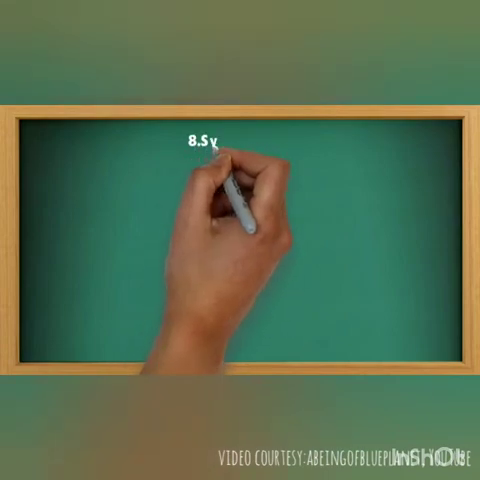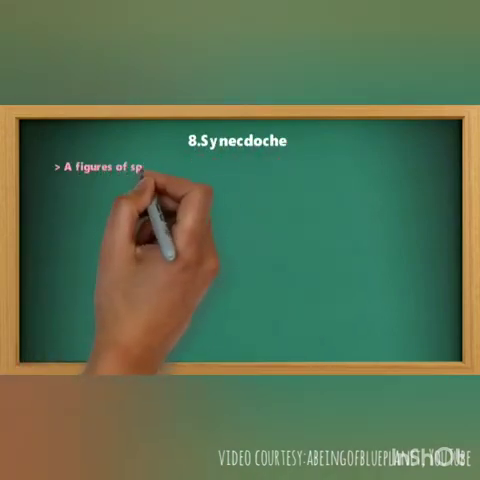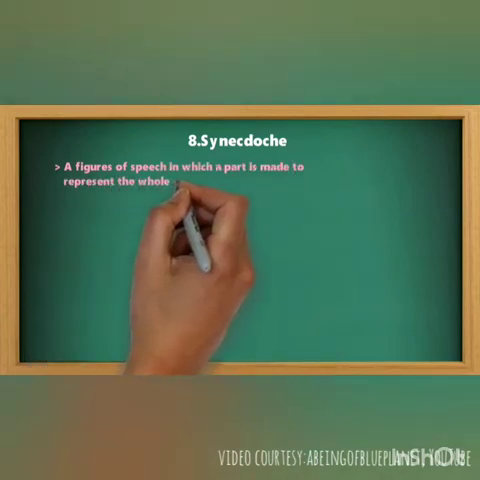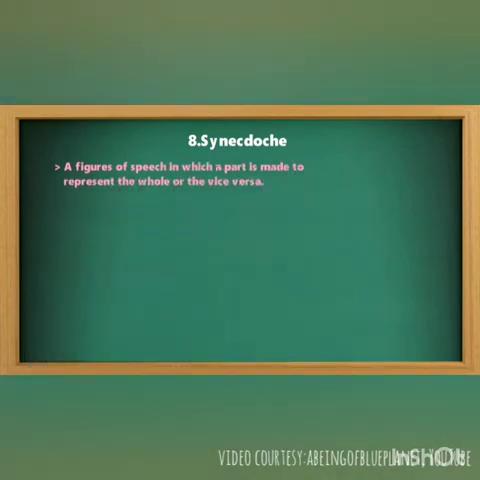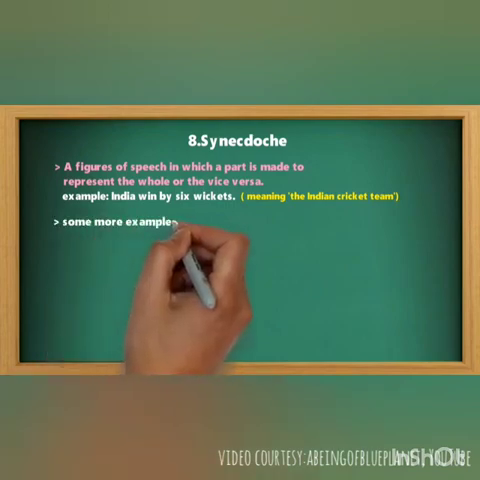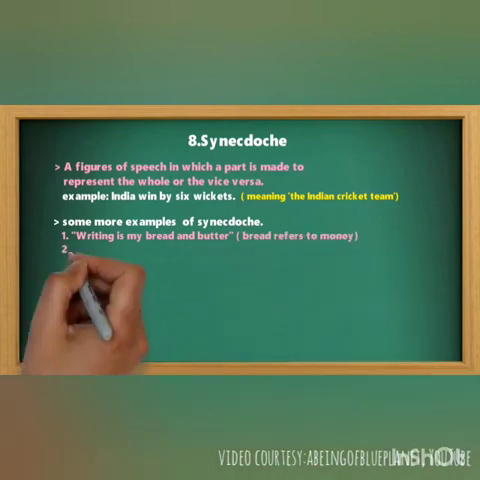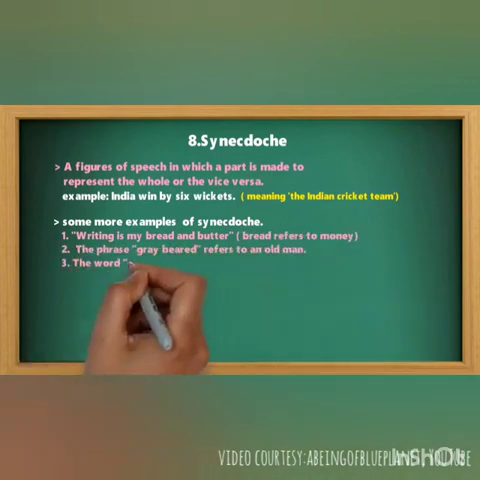The next figure of speech is synecdoche. A synecdoche is a figure of speech in which a part is made to represent the whole or vice versa. For example, India win by 6 wickets, which means the Indian cricket team. Some more examples of synecdoche are.